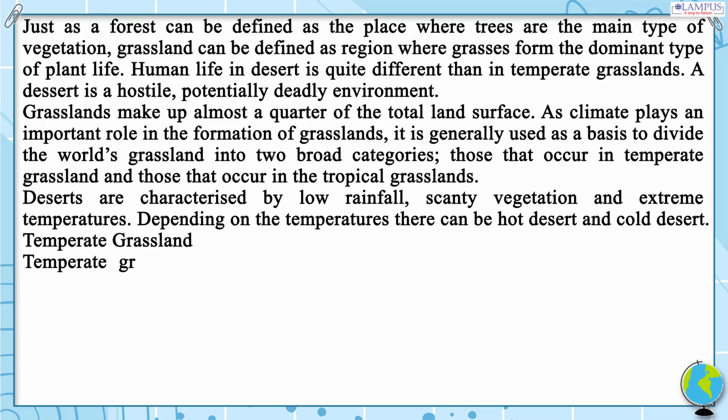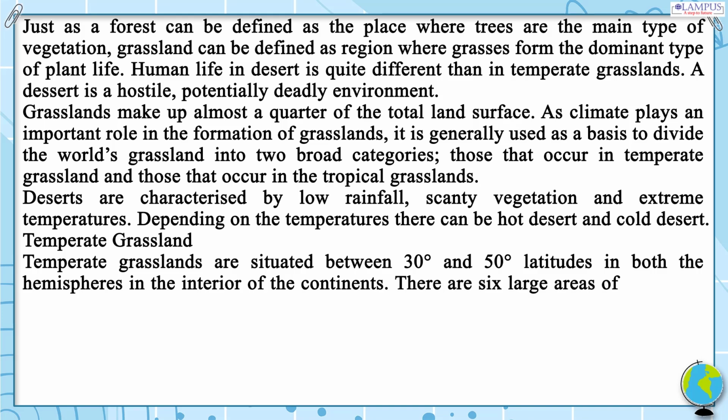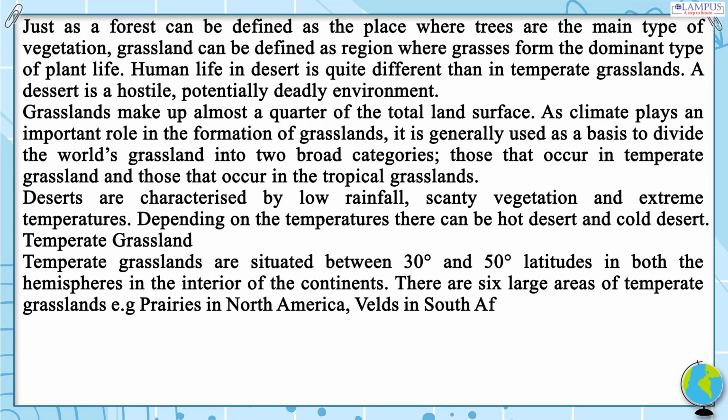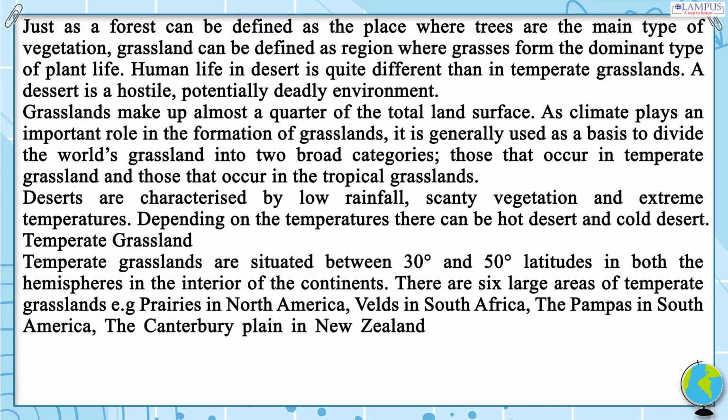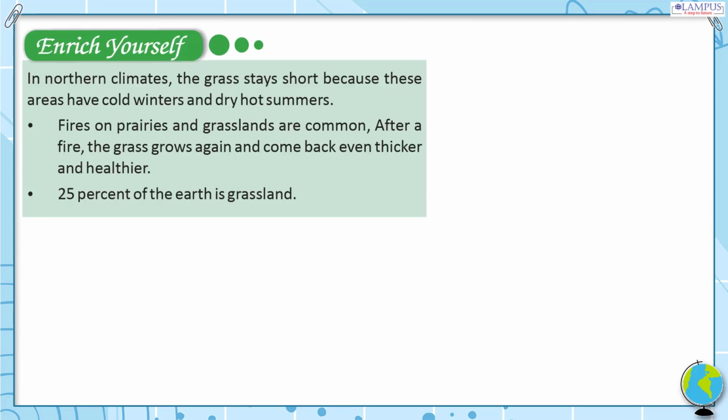Temperate grassland. Temperate grasslands are situated between 30 degrees and 50 degrees latitudes in both the hemispheres, in the interior of the continents. There are 6 large areas of temperate grasslands, for example: prairies in North America, velds in South Africa, the pampas in South America, the Canterbury Plain in New Zealand, the Murray-Darling Basin in Australia and the steppes in Central Asia.